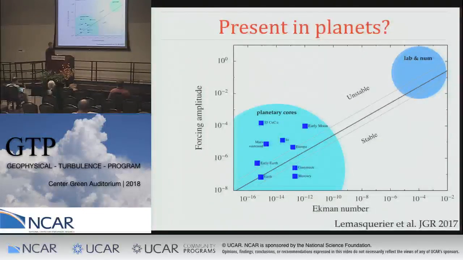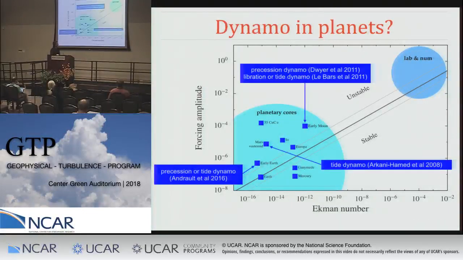But we also have some very nice situations. For instance, the Moon. The Moon had a dynamo between 3 and 4 billion years ago, and that cannot be explained by convection.